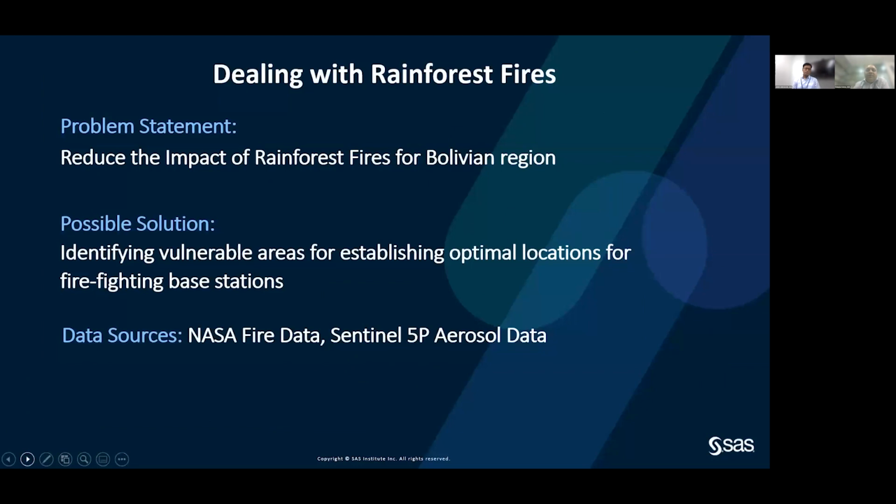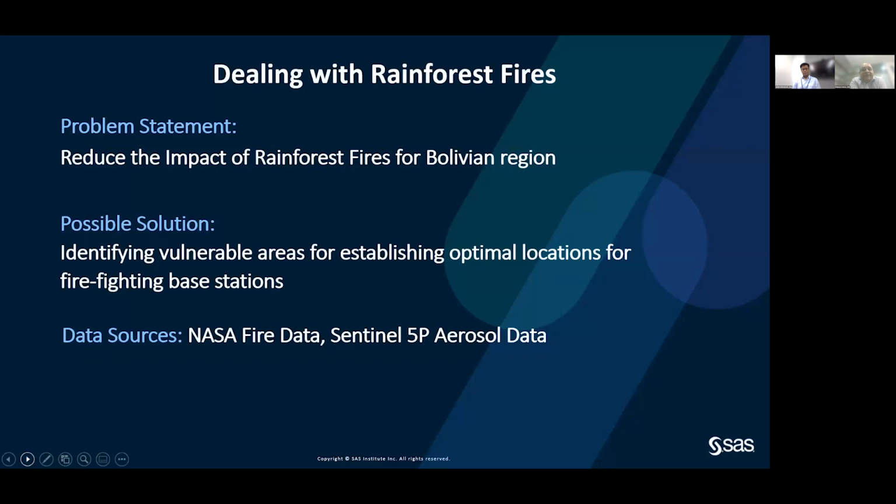So then how do we find a possible way to reduce the impact of fires? So this was our problem statement. And as part of a possible solution, we asked whether it was possible to identify the areas where fires are more vulnerable, and is it possible to determine optimal geolocations where we can establish firefighting base stations.